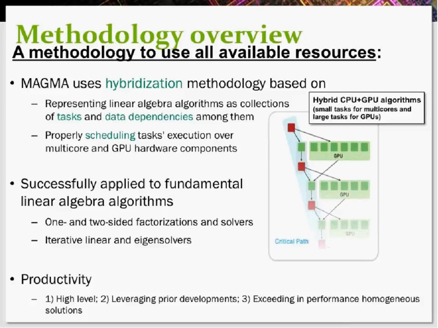We then express the tasks with their dependencies and properly schedule the execution on the available hardware resources. In general, what will happen is the critical path would get scheduled on the CPUs because it's not that parallel. The data parallel computations, in general matrix multiplications, are scheduled on the GPU.